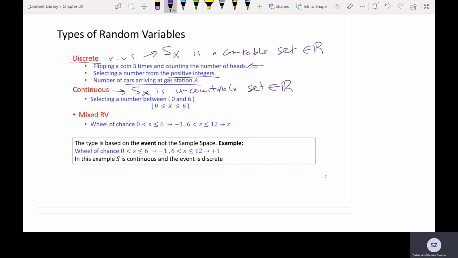While continuous, for example, temperature. You measure the temperature, depending on how accurately you measure, it can take any value. Also the same, measuring the voltage across a resistor. It can take any value. Of course, this depends on the accuracy of your measuring device. However, at the end, it can take any value. Selecting a random number between 0 and 6: in continuous, it can take any value.